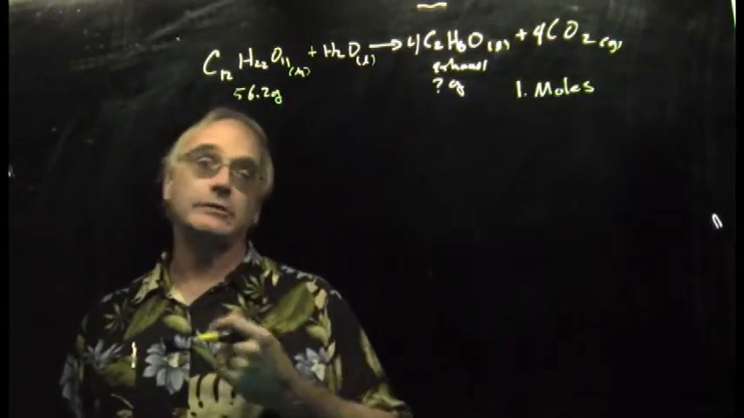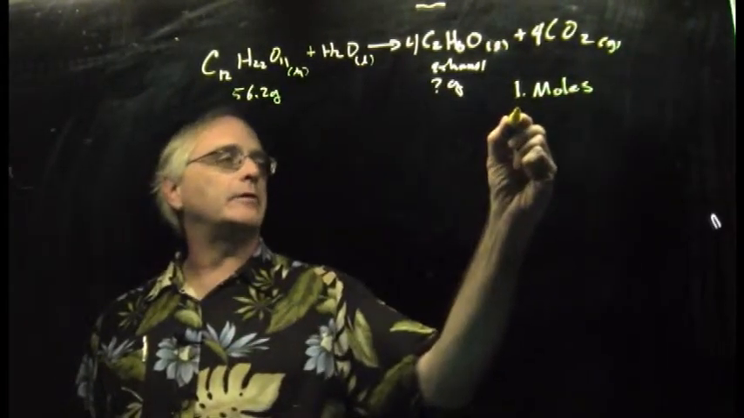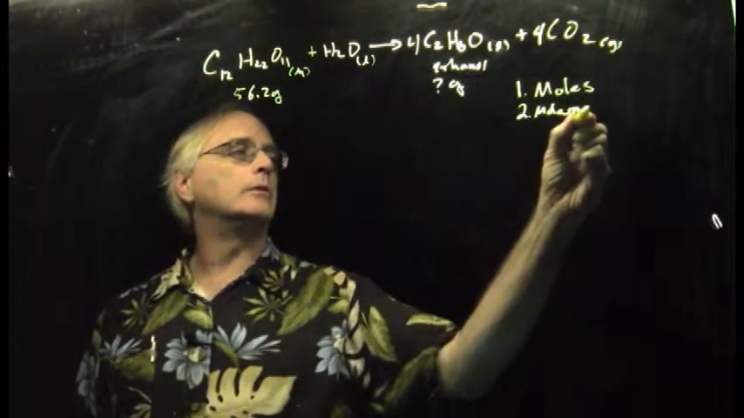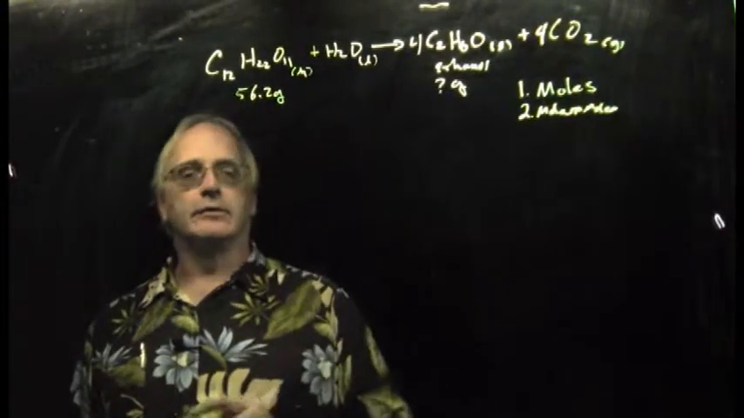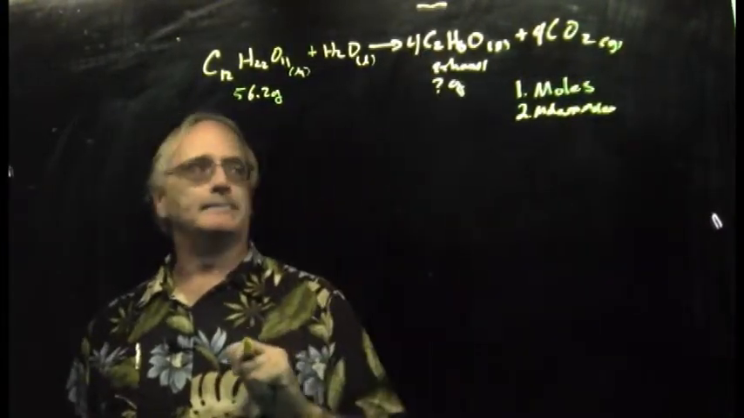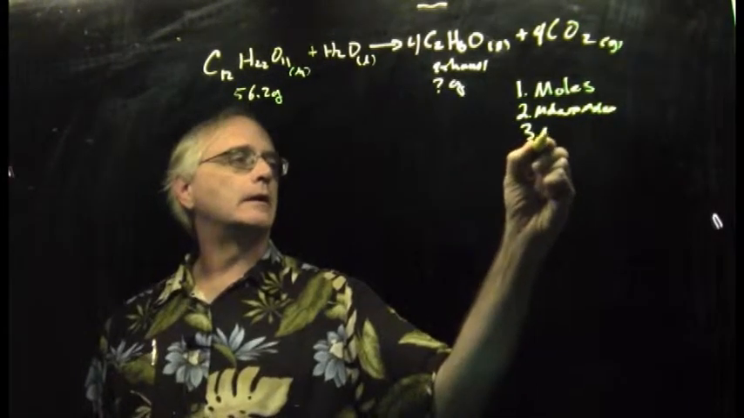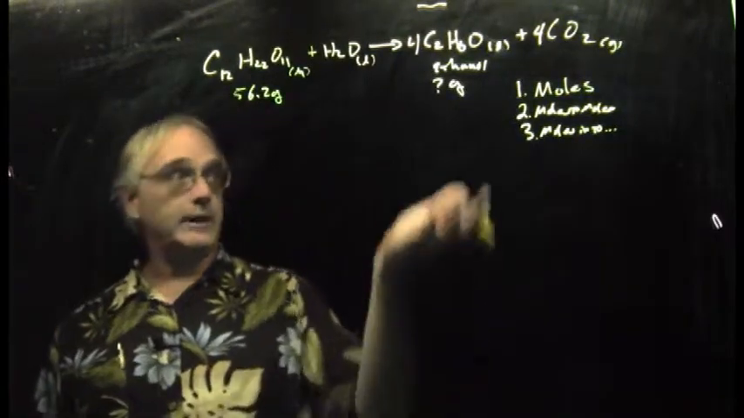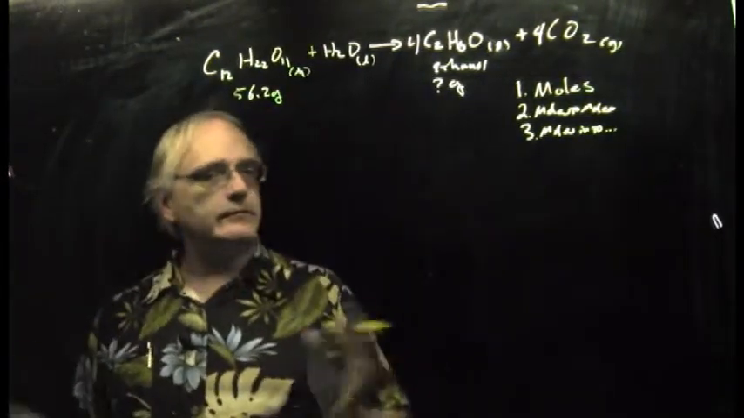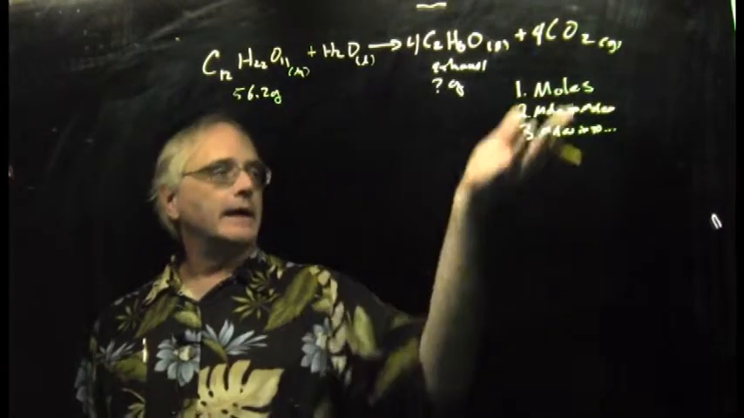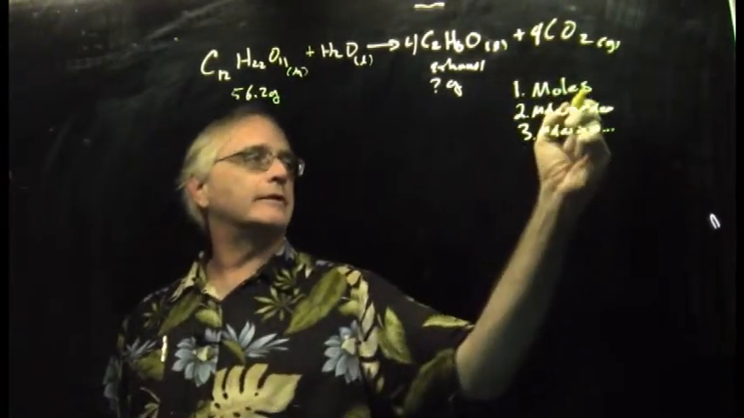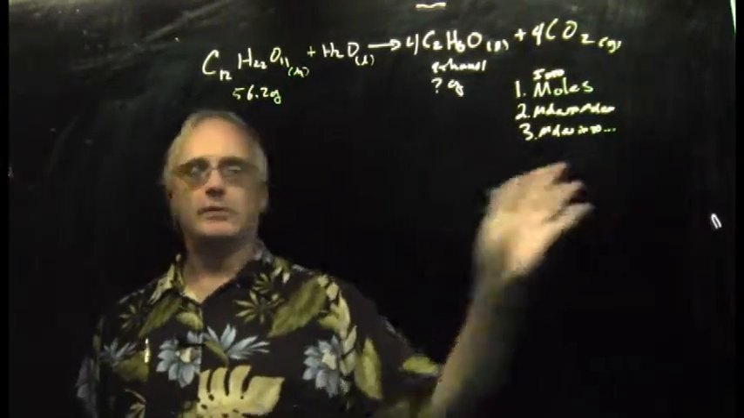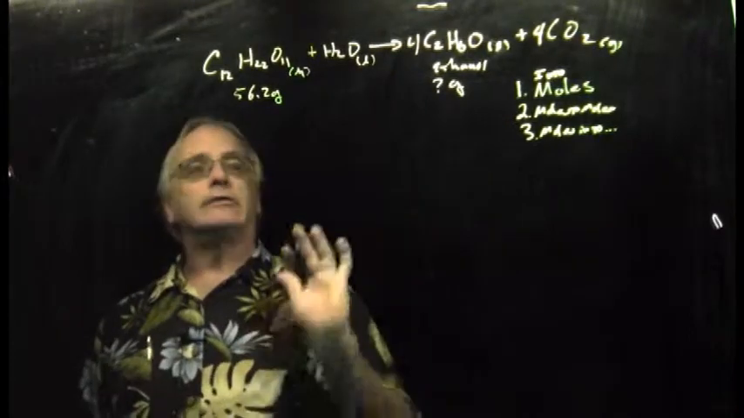Here, I'm given a mass, so I'm going to use molecular weight. The second step is always moles to moles. Okay? Turn moles of what you've got into moles of what you want. And third, moles into... If you're asked for grams, turn moles into grams. If you're asked for something else, turn moles into whatever. Okay? And so the basic steps here: turn whatever you're given into moles, moles to moles, moles into whatever. Okay? So here we go.